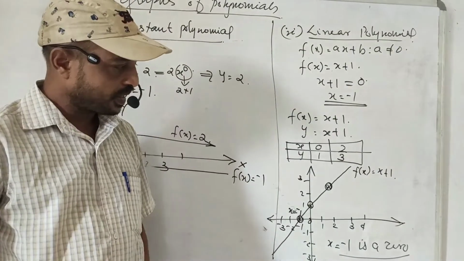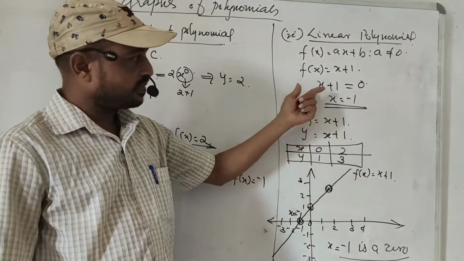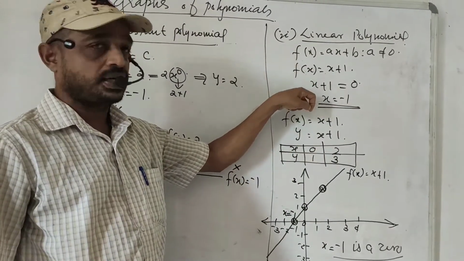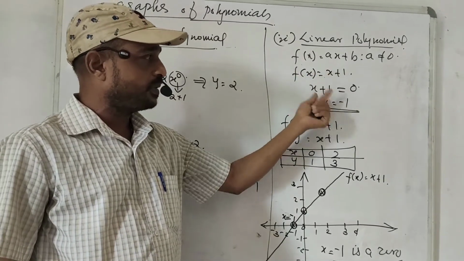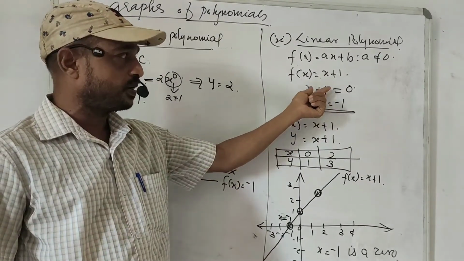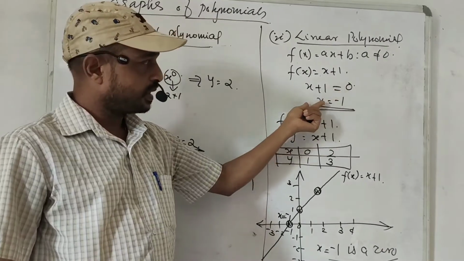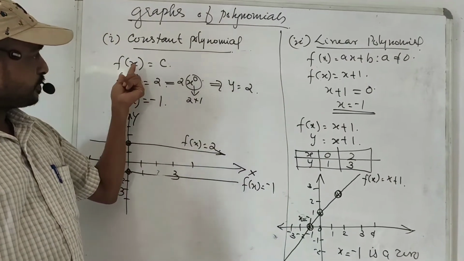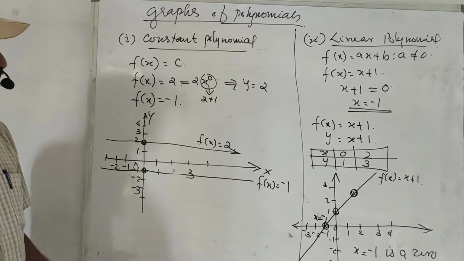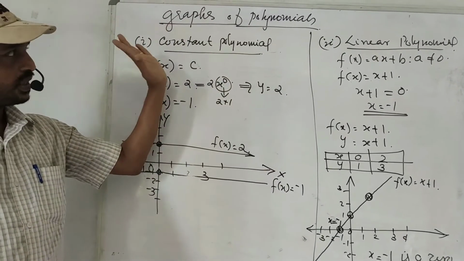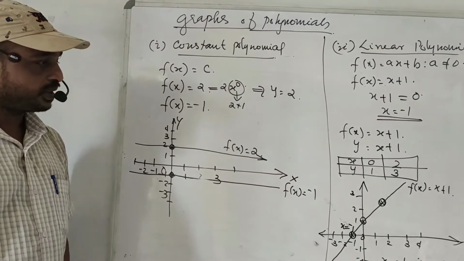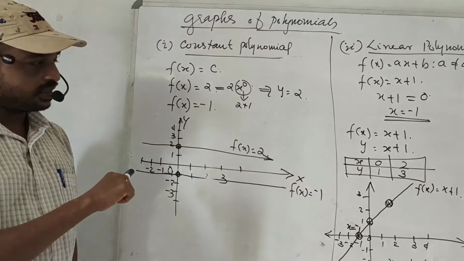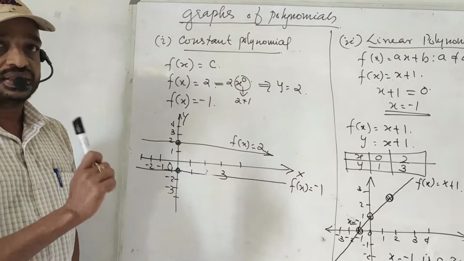x equal to minus 1 is a zero of the polynomial. In the beginning we have seen that x equal to minus 1 is a zero of the polynomial. How will you find out the zero of a polynomial algebraically? Just equate the given polynomial to 0. That is, x plus 1 is the given polynomial. Just equate it to 0, that is x plus 1 equal to 0, or x equal to minus 1. The zero is the intersection of the graph with the x-axis.